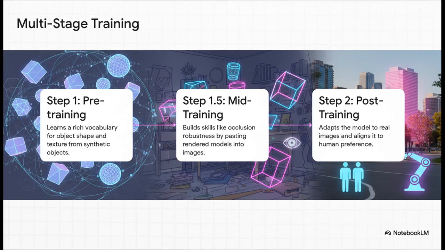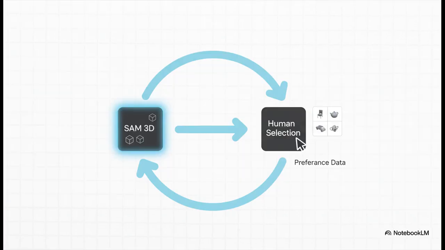Here, it starts to learn about real-world complexity by seeing those perfect synthetic objects digitally pasted into messy, real photos. And finally, there's post-training. This is its on-the-job experience, where it gets fine-tuned on real pictures to make sure its final results actually look realistic to a human eye. And that last stage, that's where the real genius is.